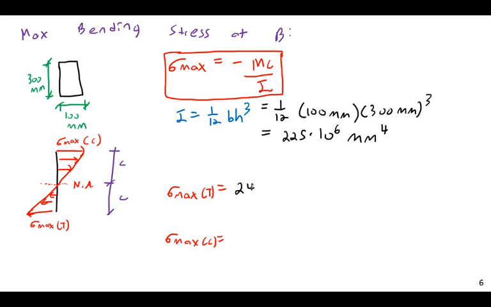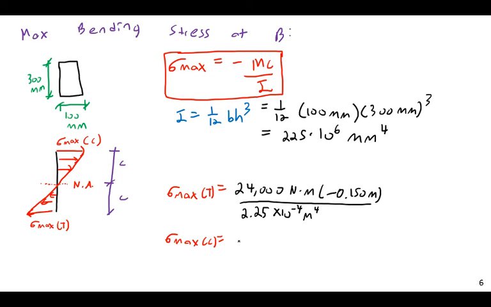24,000 Newton meters times negative 0.150 meters over 2.25, basically MC over I. It's actually 225, not 2.25. No, actually this is okay. 2.25 times 10 to the negative 4 meters to the fourth. I already had the unit conversion baked into this.